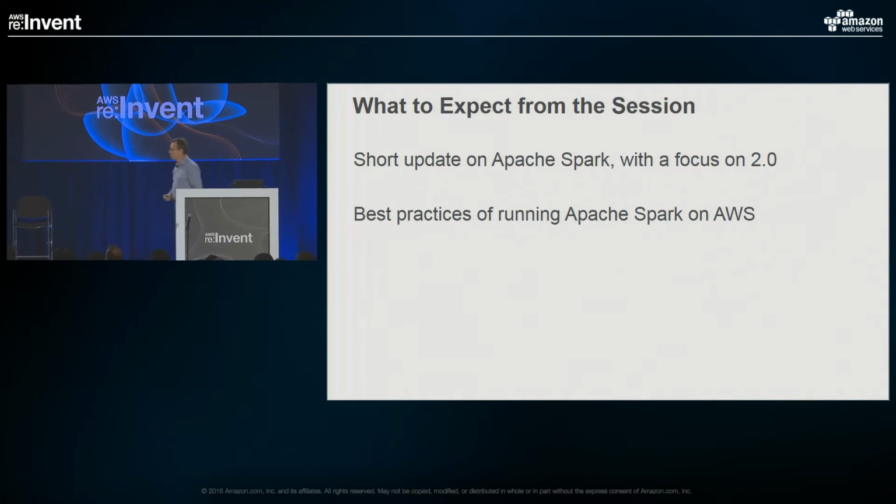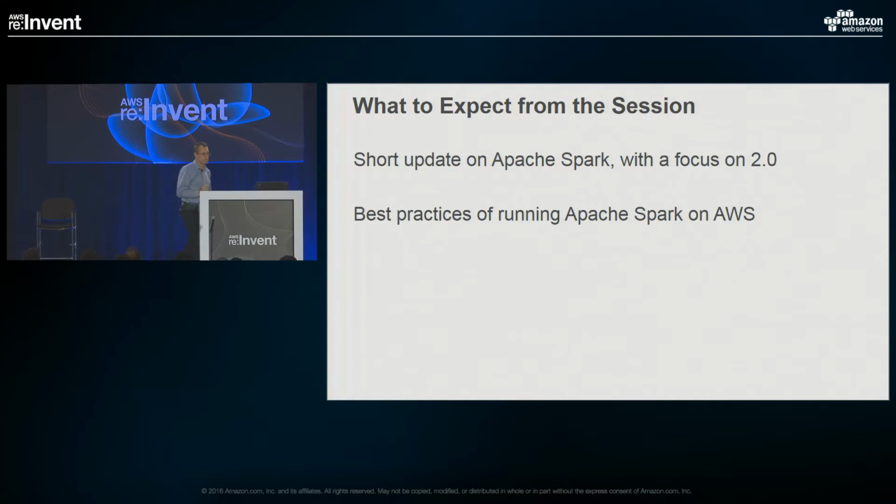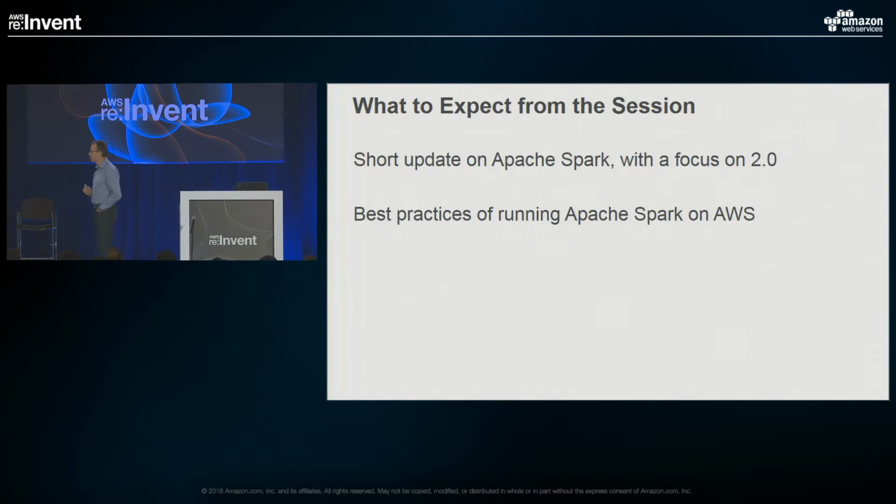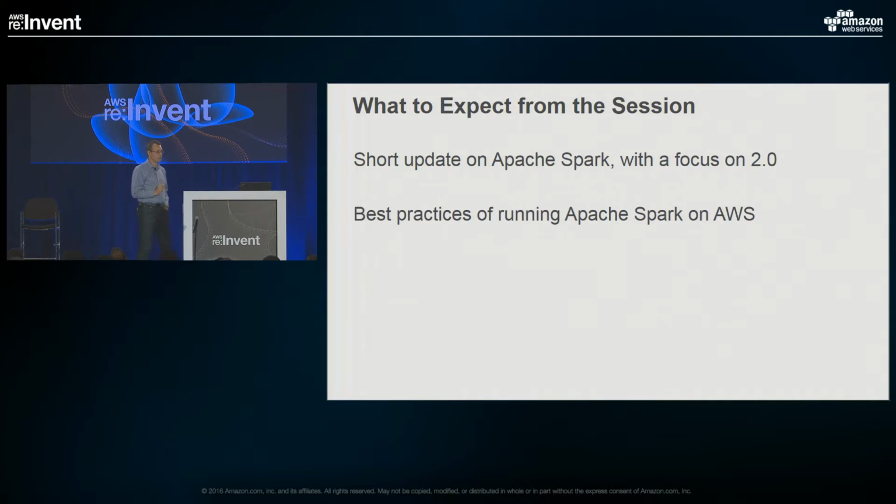We are going to talk about two things. First, we are going to give you a short update on Apache Spark with a focus on Apache 2.0, which was released earlier this year. And then we are going to talk about some best practices about how to run Apache Spark in AWS.